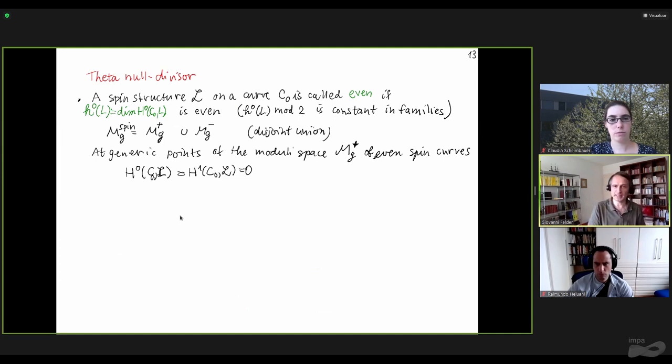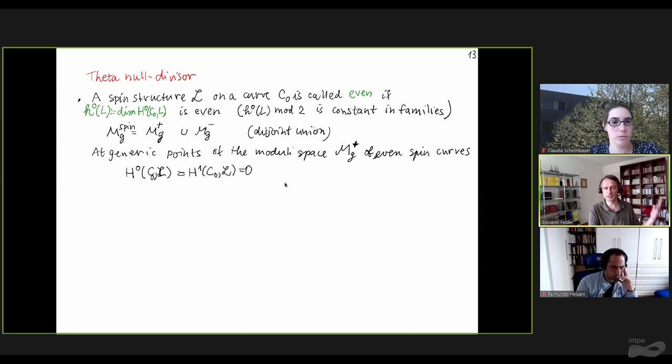So now I will be more precise about this even and odd story. The definition is: a spin structure L on a curve is called even if the dimension of the global sections is even. And this is a well-defined definition because the dimension of the global sections modulo 2 is constant in a family, it only jumps by 2. Generically it is 0, but at some divisor it is 2, and then at some higher codimension submanifold it is 4, and so on. So the moduli space of spin structures has this decomposition.